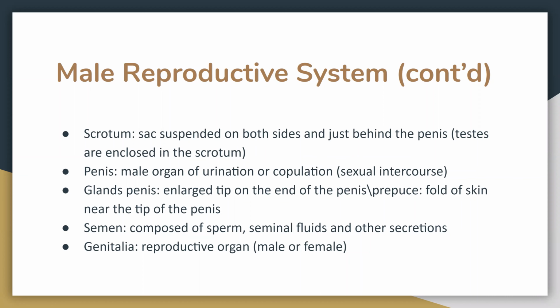Then you have the glans, the penis glans. This is the enlarged tip of the end of the penis, which has the prepuce, a fold of skin near the tip of the penis, unless it's taken off during circumcision. Then you have the semen, which is composed of sperm. It's a seminal fluid and has other secretions. And genitalia, which is a reproductive organ for the male or the female.